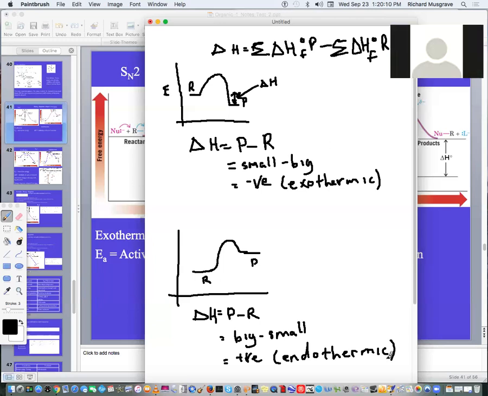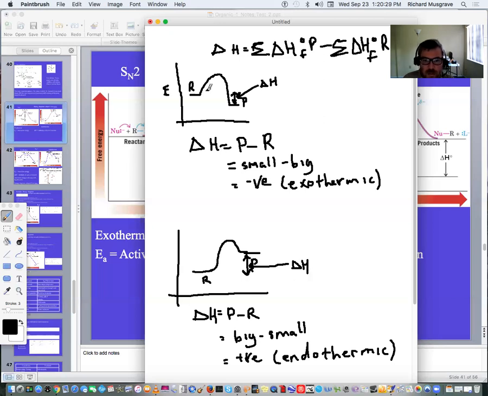So where would the delta H be on this diagram? Oh, on the second one? Yeah, I probably should have put that in. Sorry about that. Here it is, right here, between the products and the reactants, right?